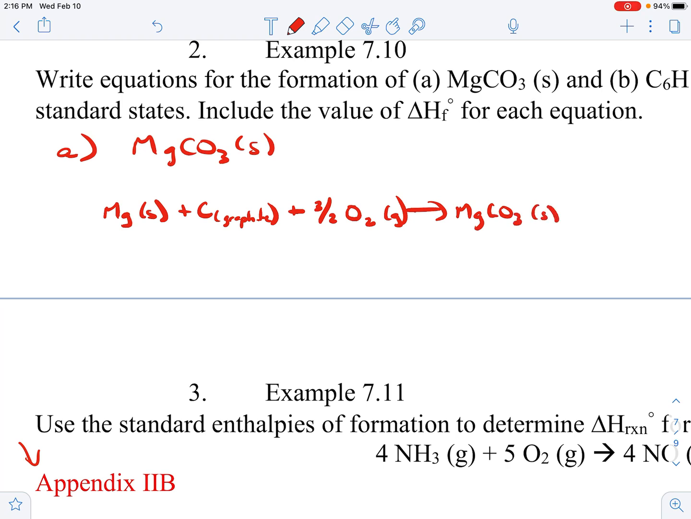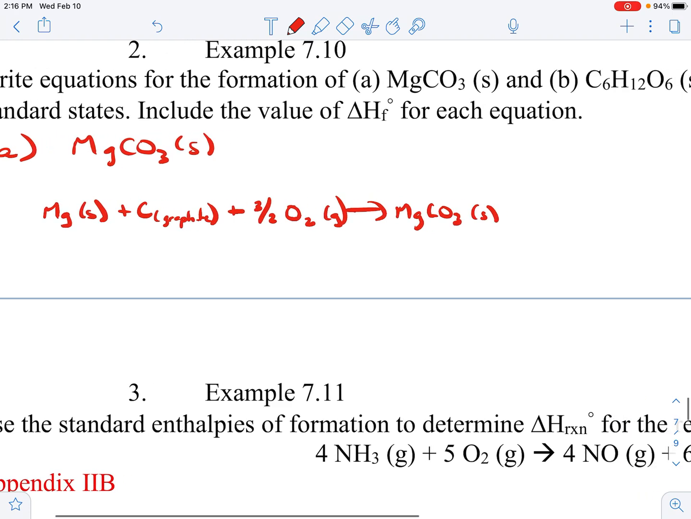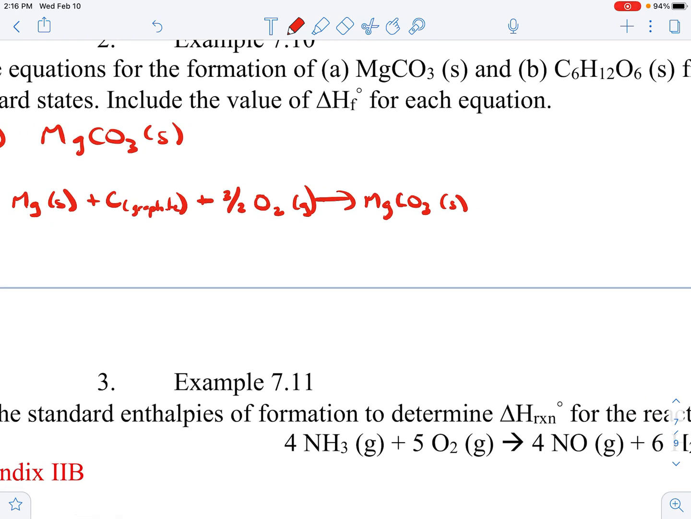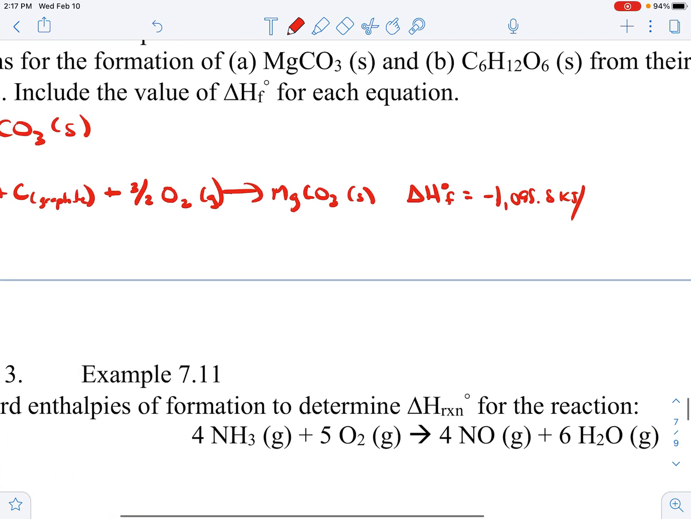And that would be our equation of formation for this problem. Hopefully that makes sense to you. And then we can look up and find delta H either in the table on page 290, or you can find it in the back of the book. So delta H not of formation for MgCO3 is negative 1095.8, and that's kilojoules per mole. We're going to actually use those a little bit later.